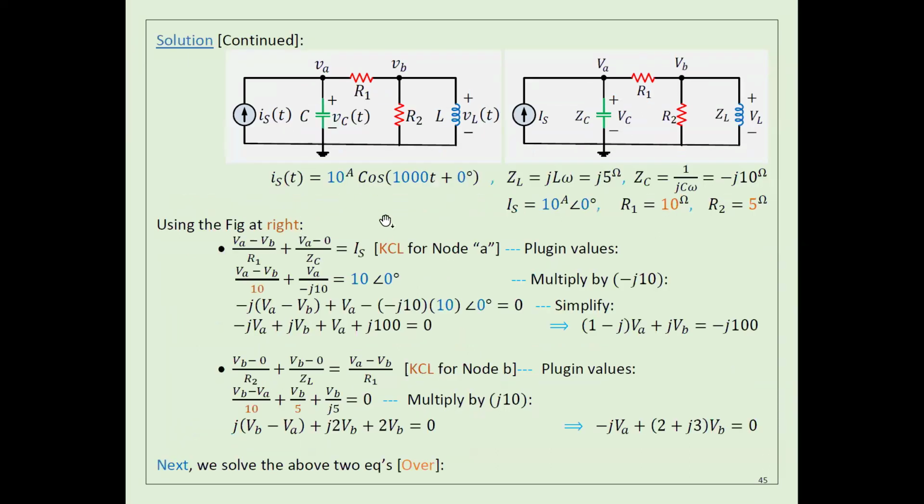So the first equation: the total current IS should equal the current here, which is VA minus 0, divided by the impedance here, as we see, plus VA minus VB divided by R1. Now I'm going to do just mathematical manipulation. At the end, I will get this equation. So this is the first equation I can get in VA and VB.